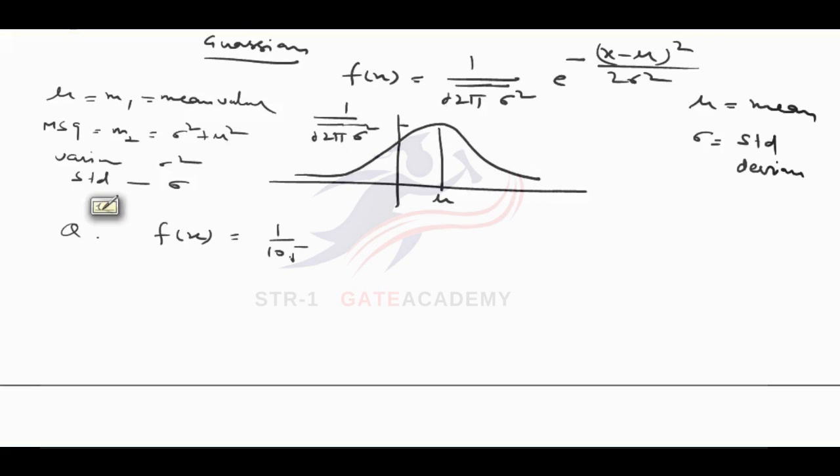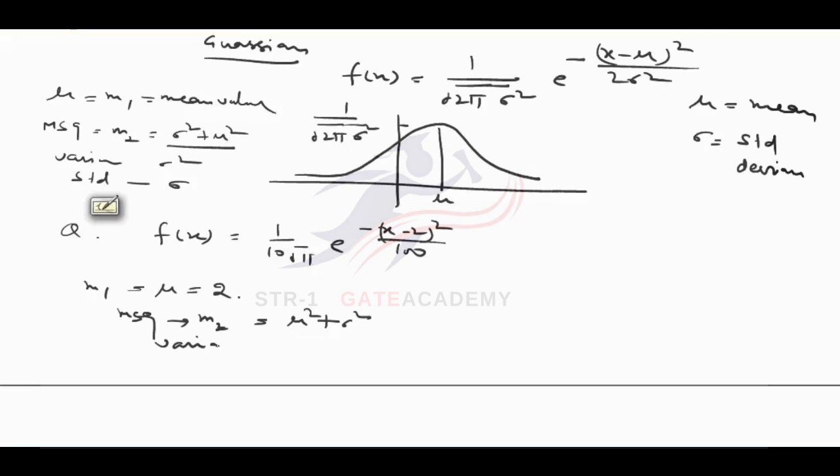A numerical problem, I will jot down here: 100. Then they ask us to find all the statistical parameters of this Gaussian pulse. Mu, by viewing, we can say is 2. Mean value is m1, and mean square value is m2. M2 we can find out from this term, sigma square plus mu square.